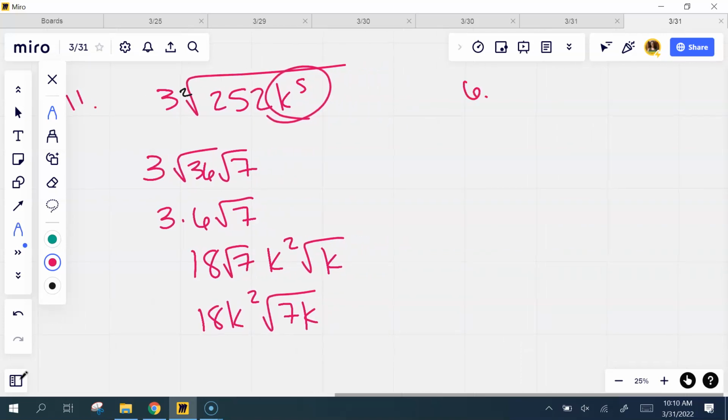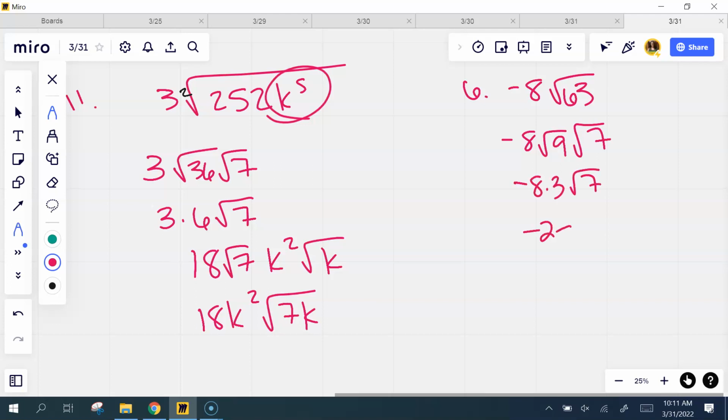I'm going to come right over here and do 6. Negative 8 times the square root of 63. I thought 9 in my head because I saw the perfect square in it. So what's the perfect square that I can divide 63 by? I just gave it away. 9 and 7, so I've got negative 8 times the square root of 9 times the square root of 7. Square root of 9 is 3, so I have negative 8 times 3 times the square root of 7, which is negative 24 times the square root of 7.